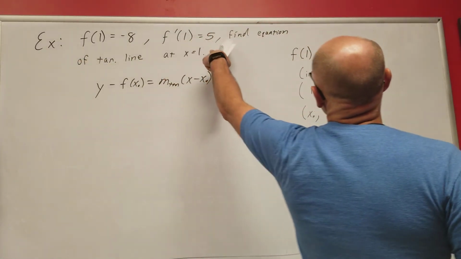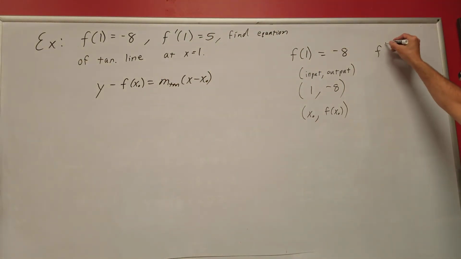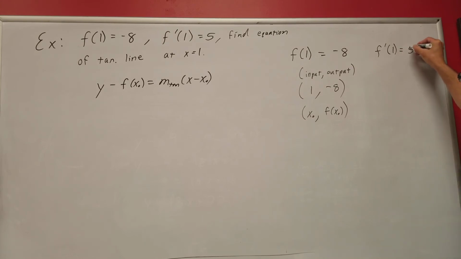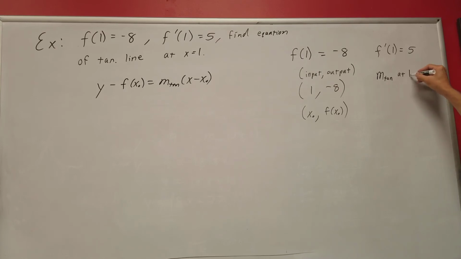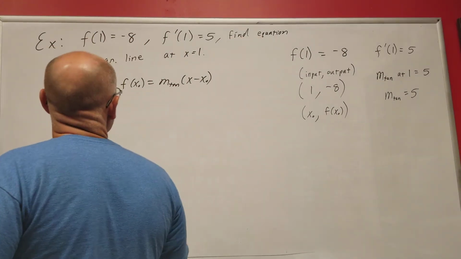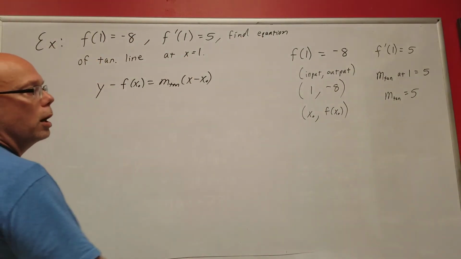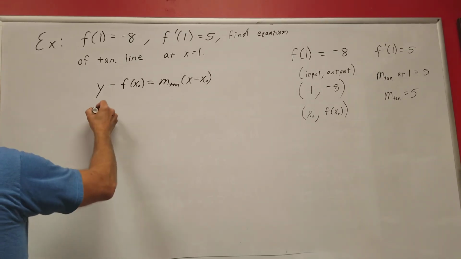Now let's interpret this part right here. f prime of 1 is equal to 5. What is f prime? That's a derivative, right? But isn't it also the slope of the tangent line at 1? So they're saying m tangent at 1 is 5. Or in my case, I could say m tan is equal to 5. So I want the equation of the tangent line at x is equal to 1. Well, that just gave me all the information I needed.